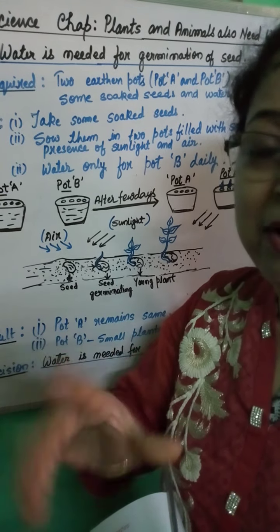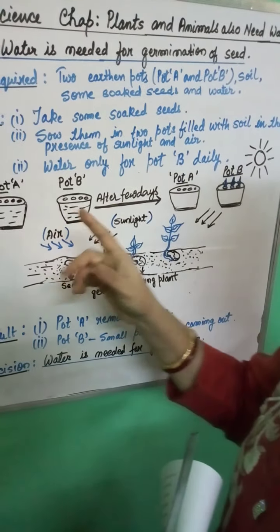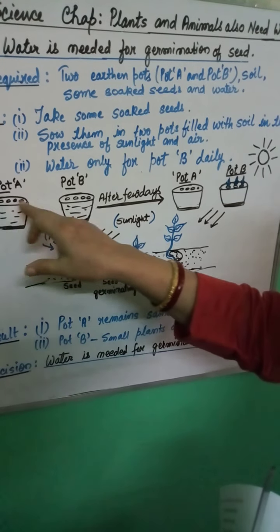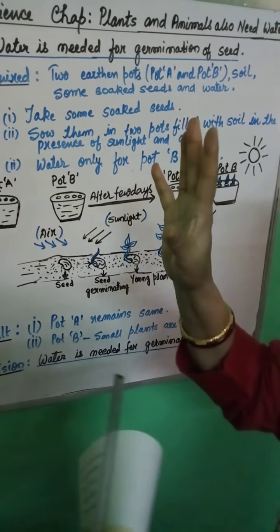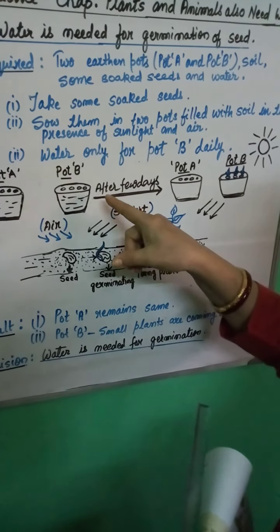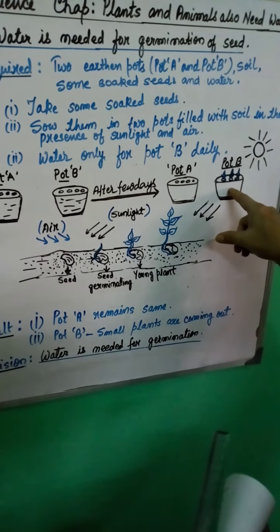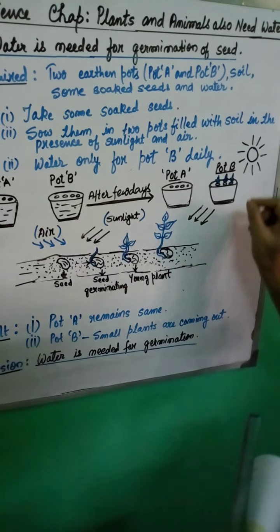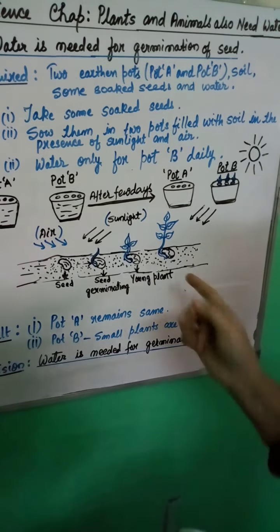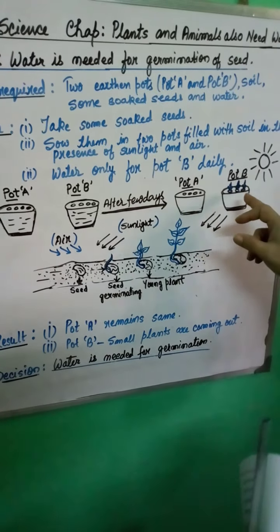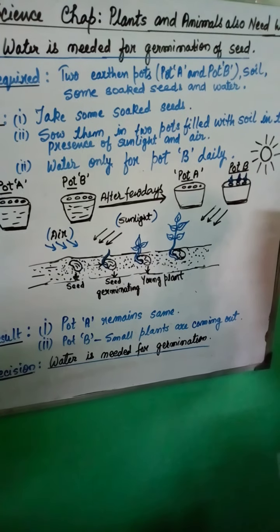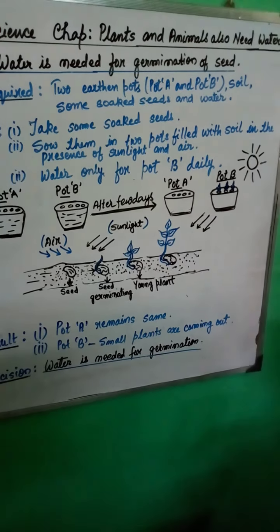Okay. After a few days, what will you find? See, pot A remains the same. There is nothing growing there. And in pot B, small plants are coming out. In pot A, you can see it remains the same. And in pot B, after a few days, small plants are coming out.